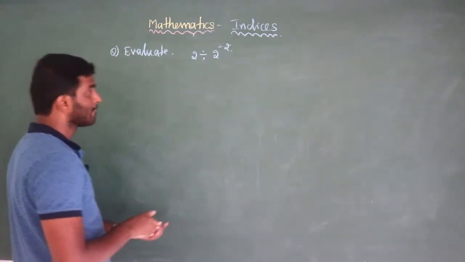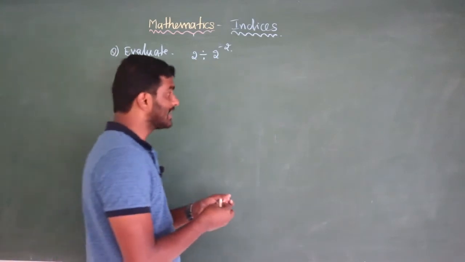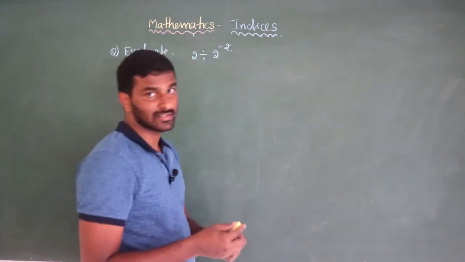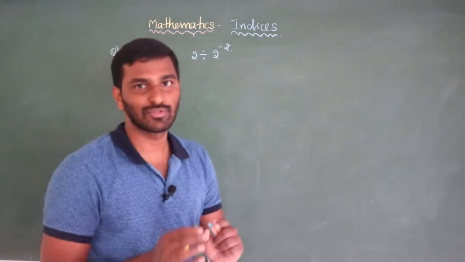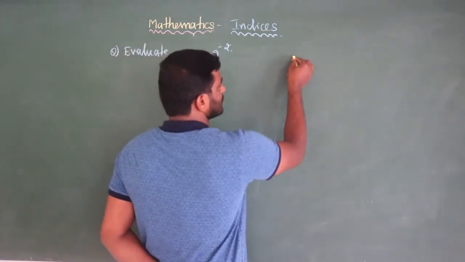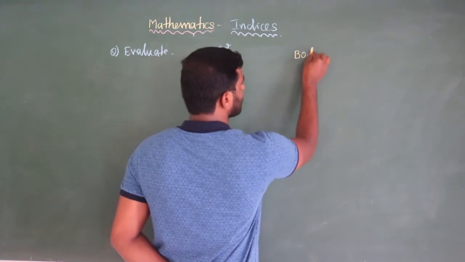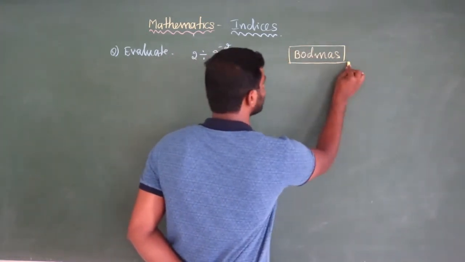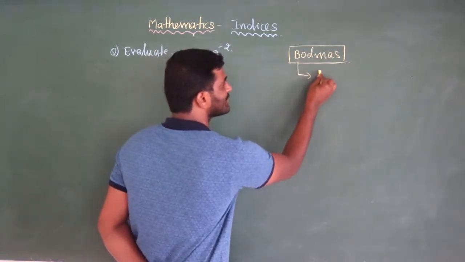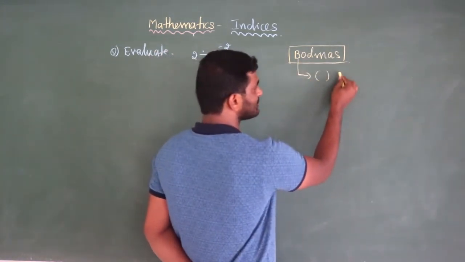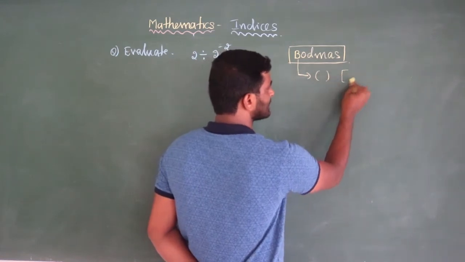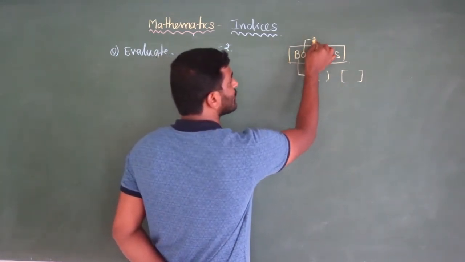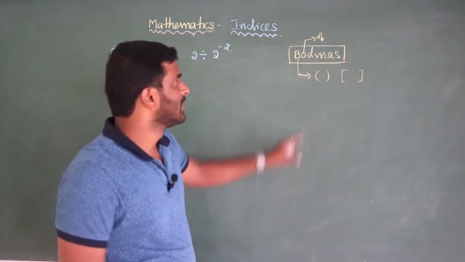It's very simple. Before solving this one, let me tell the BODMAS rule. We have to know the BODMAS rule, otherwise it is not possible to solve all the questions. The most important one. BODMAS is nothing but brackets, of, division, multiplication, addition, subtraction.